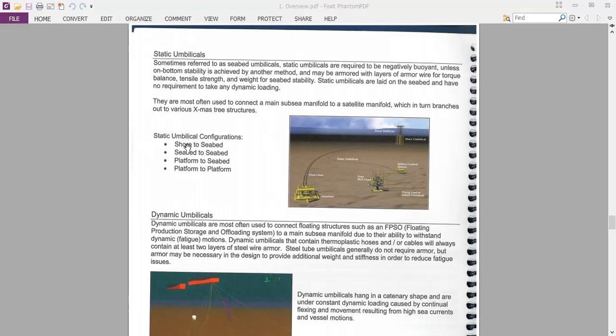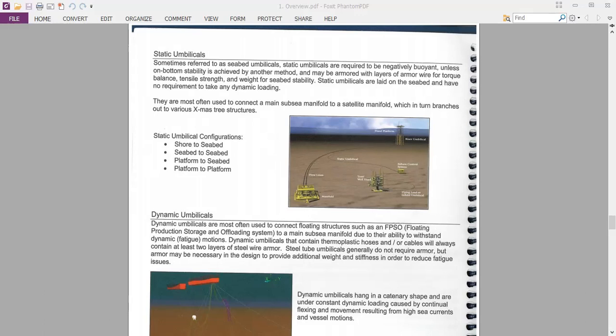And the configuration that we have, shore to seabed. Why do we say shore to seabed is a static umbilical? So perhaps because it doesn't need to be. Yeah, it's just laid on the seafloor. It's still running along the earth. It's not moving freely due to the movement of the waves. Perfect. That is the answer. So it's still on the ground. It's still supported by the earth.